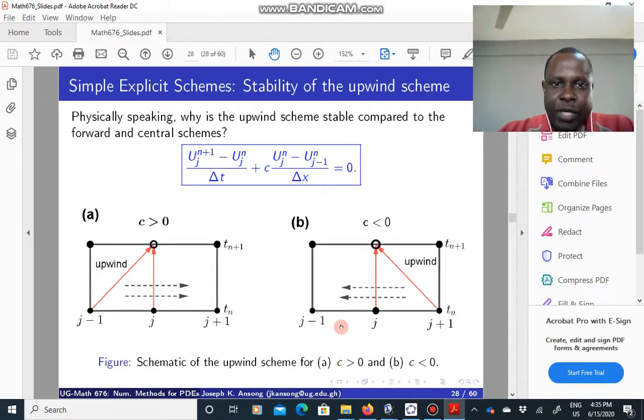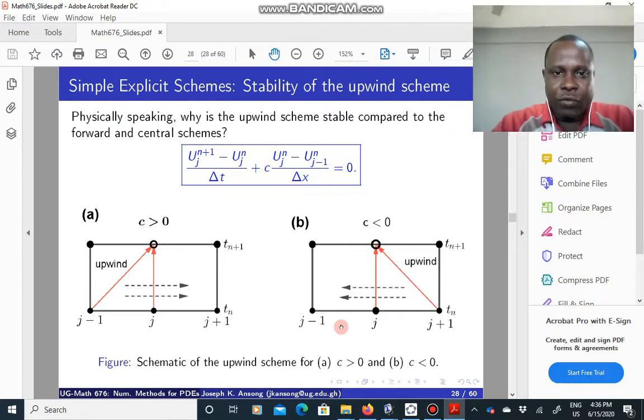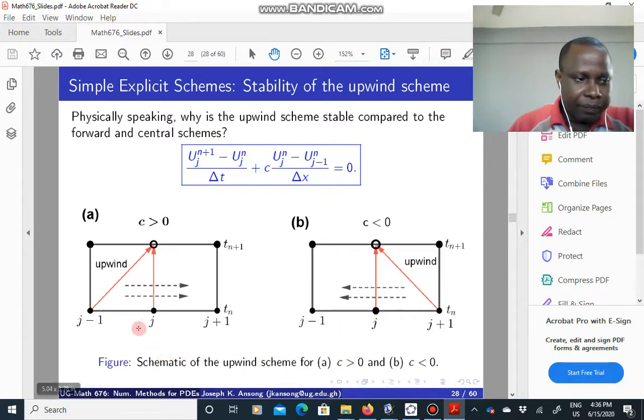Now, physically speaking, why is the Upwind scheme stable? We'll get more into this later on mathematically using the CFL condition. But why is it more stable than the previous simple schemes that we looked at, the forward and the central schemes? Well, if you look at the case where C is greater than 0, for instance, now for the forward scheme, you have a signal that is moving from left to right, all right? And then in order to approximate what is here, you are using the values at j and the values at j plus 1 right here.